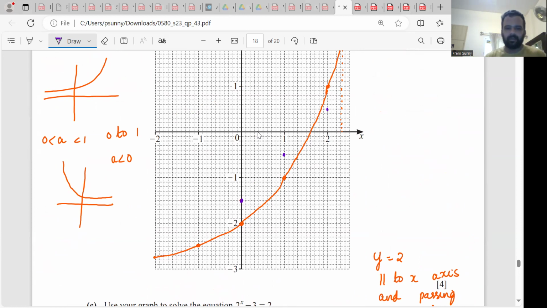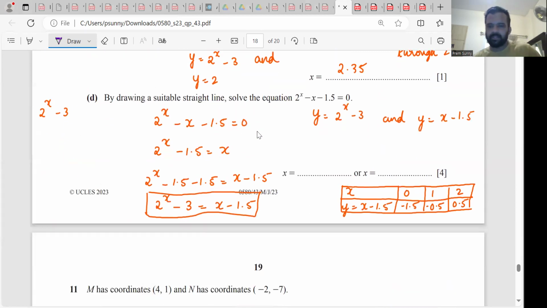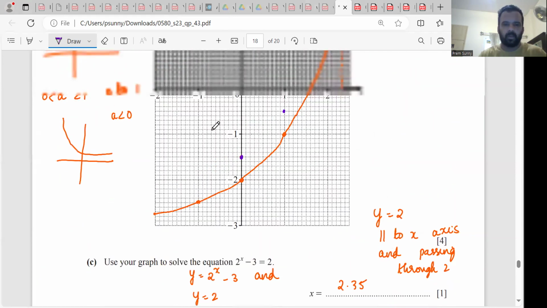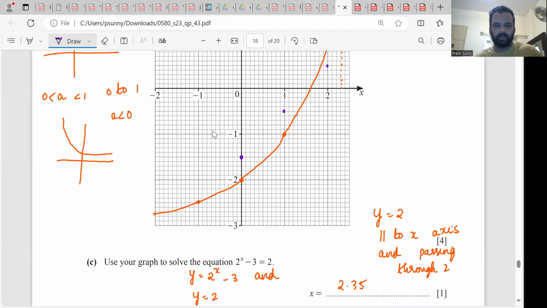This. And then let's take what happens when x is minus 1 also. When x is minus 1, minus 1 minus 1.5 will give me minus 2.5. So when x is minus 1, it will be minus 2.5. Minus 2, 2.1, 2.2, 2.3, 2.4, 2.5. So it passes through this point.